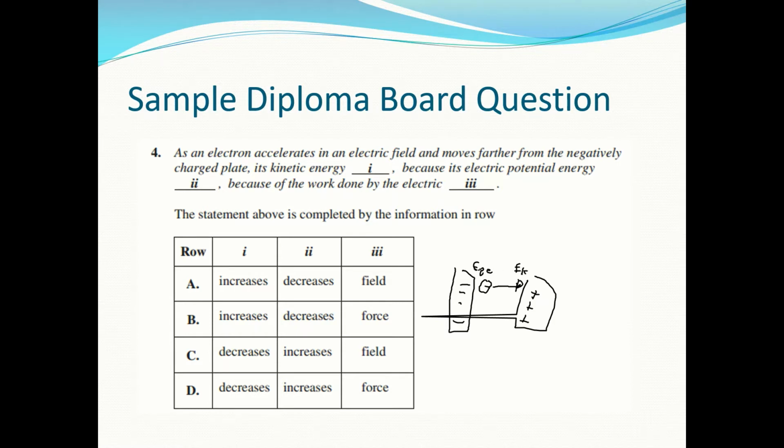So that means that our kinetic energy is increasing, and then our potential energy is decreasing, and then the work done. If we look at the work formula, work is equal to force times distance. So work is done by a force, not a field. So B is the correct answer.